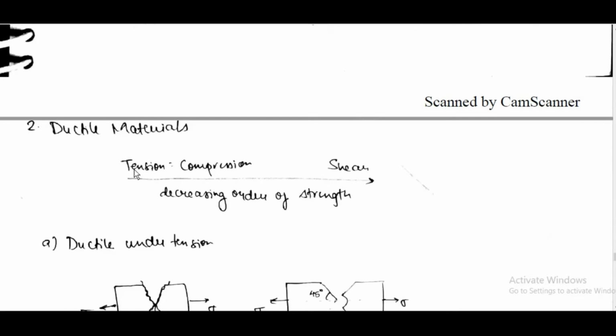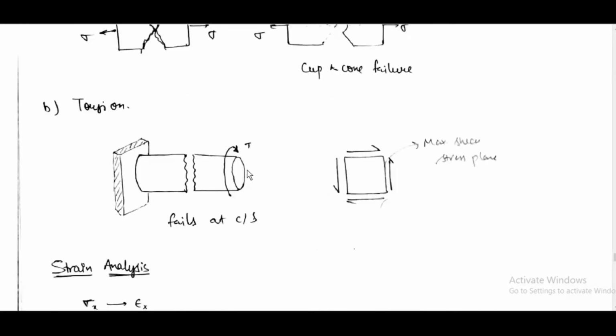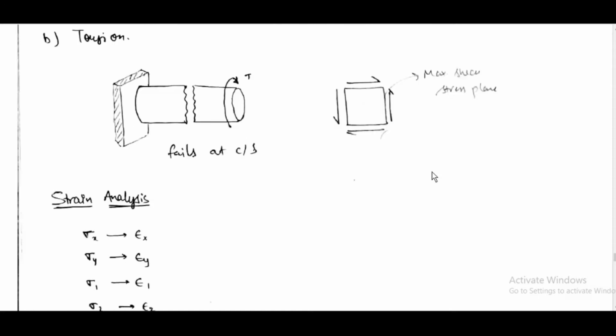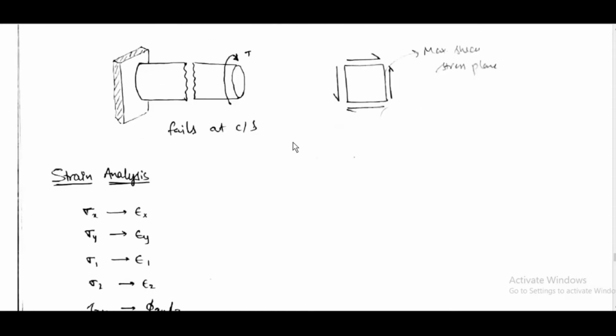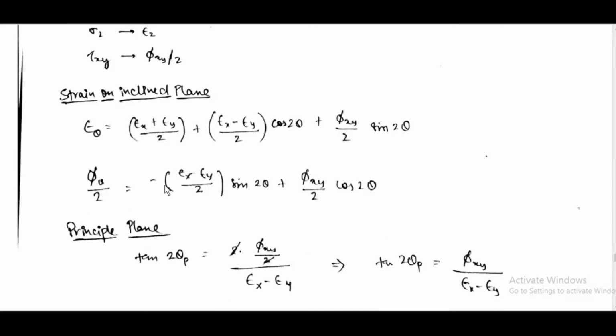Ductile materials: tension, compression, shear is the order, shear being weak. Ductile material is weaker in shear, stronger in tension and compression. Ductile material under tension fails at 45 degrees, with cup and cone fracture. Under torsion it fails at the cross section, as it is the maximum shear plane. Strain analysis: replace sigma x by epsilon x, sigma y by epsilon y, sigma 1 by epsilon 1, sigma 2 by epsilon 2, tau xy by gamma xy by 2. Only this is different.